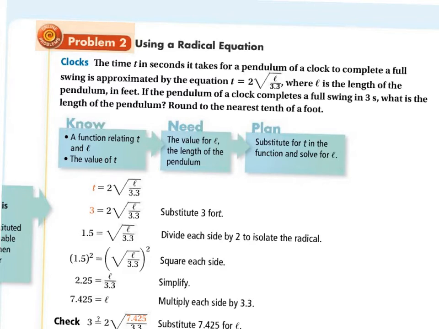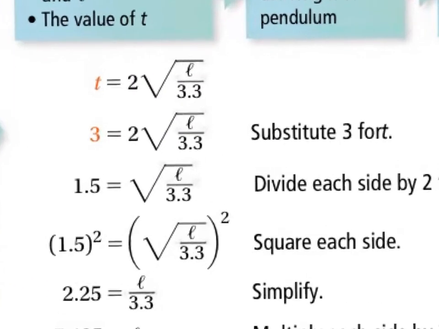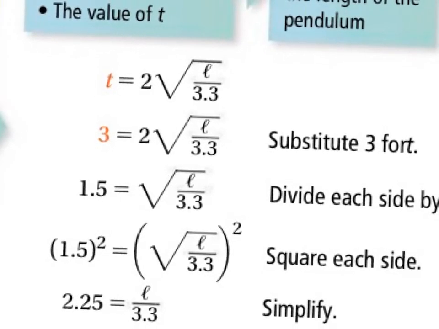So T is the time it takes for a full swing. So they put a 3 in place of T. And then we're trying to figure out what the length of the pendulum is. One thing different, well, not different than what the directions were that we said, but different than the last problem we did, is that we need to divide by 2 on both sides to get the radical by itself. On that last problem, we had to add to get the radical by itself. So, just different methods there that you might have to look at.